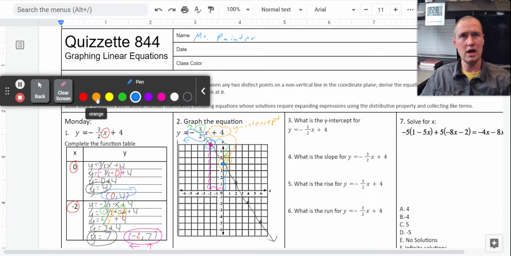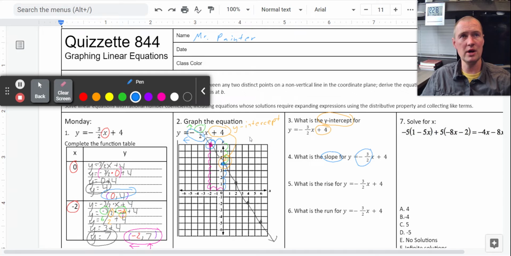All right. Number 3, what is the y-intercept? The y-intercept is positive 4. So that's the point where you start on the y-axis. Now, the slope is going to be the fraction directly in front of the x. So in this case, the slope is going to be -3 over 2.